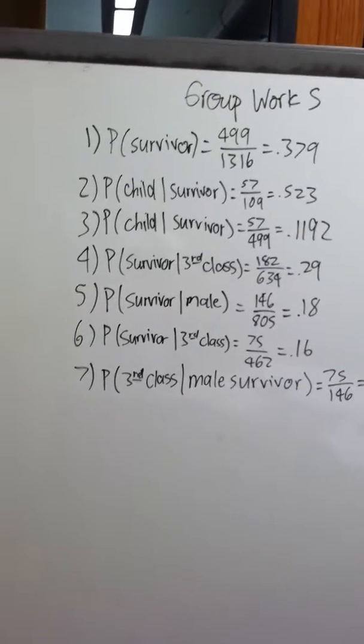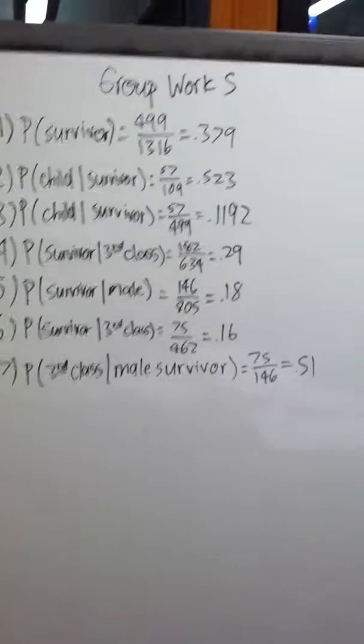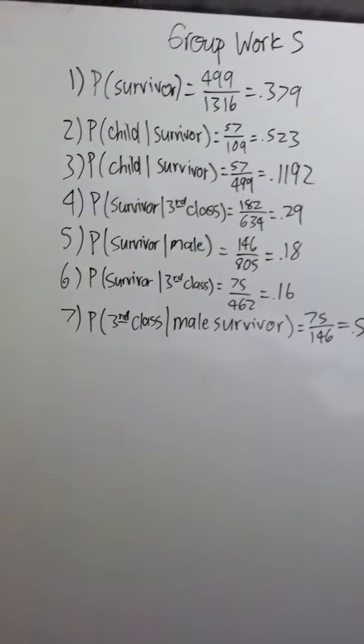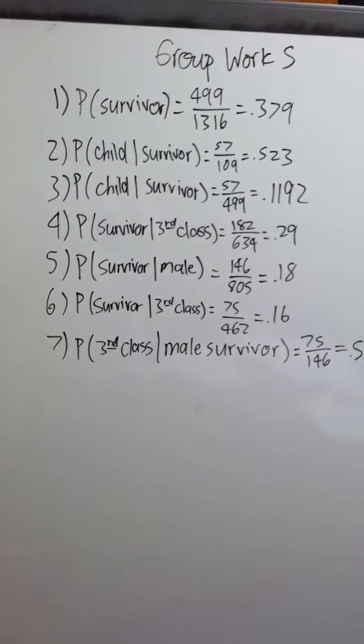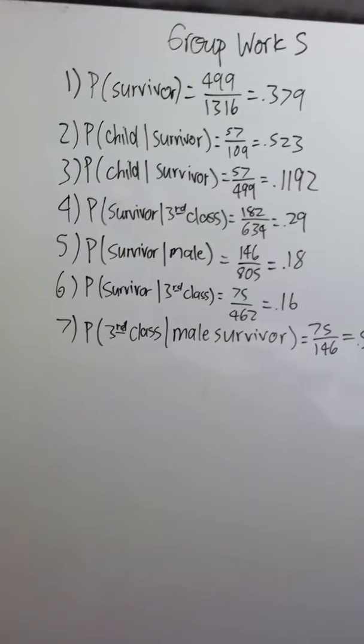This answer is so different from the answer in 2 because for the second problem, we were looking at, of the children, how many survived, while in this problem we're looking at, of the total that survived, how many were children.